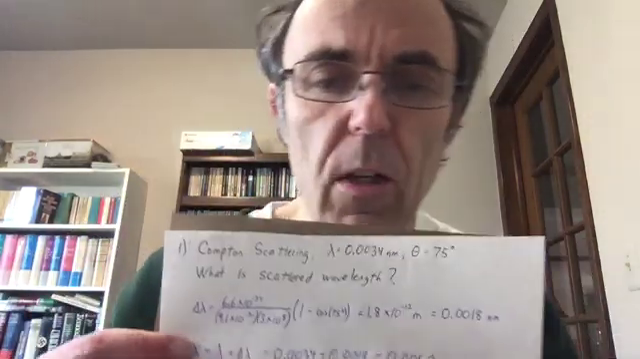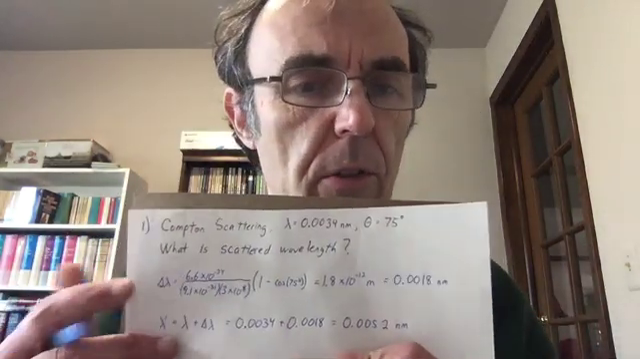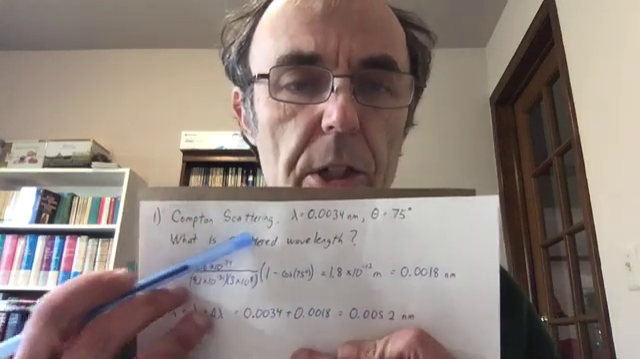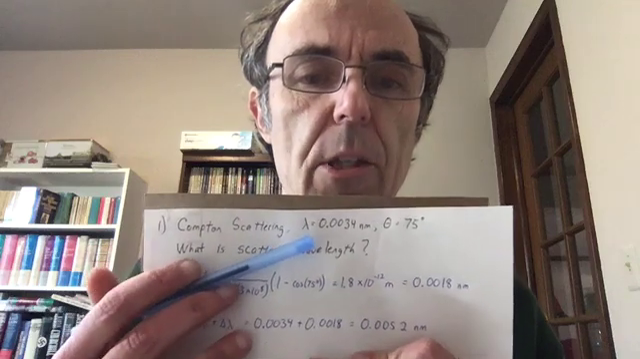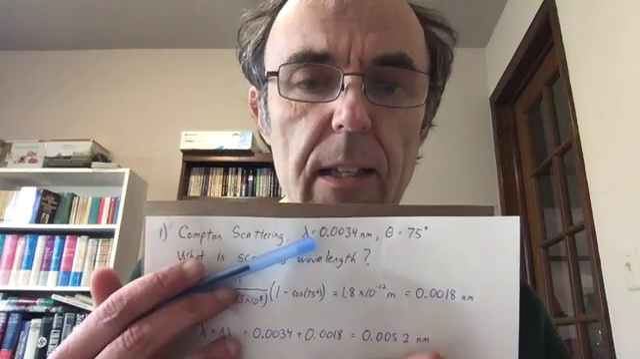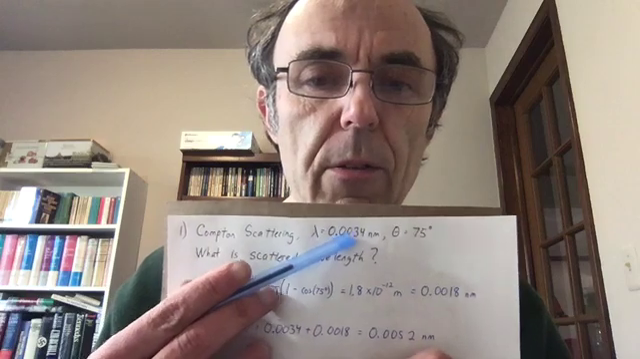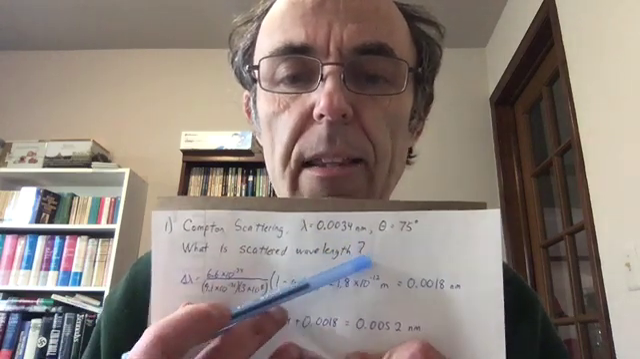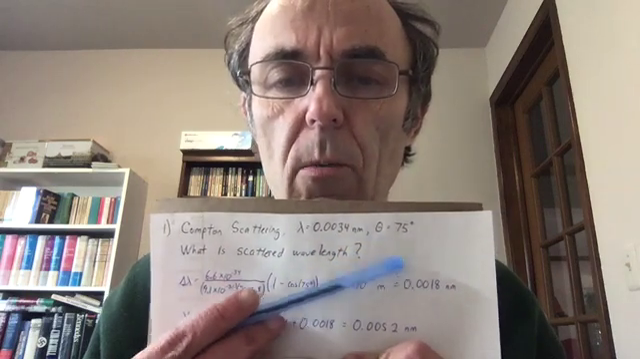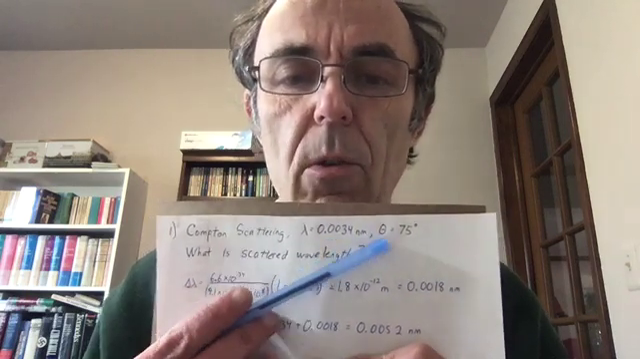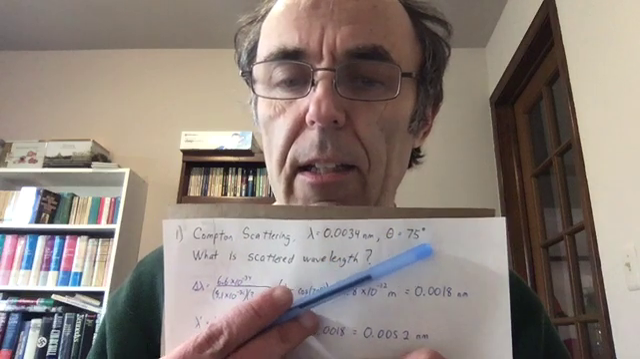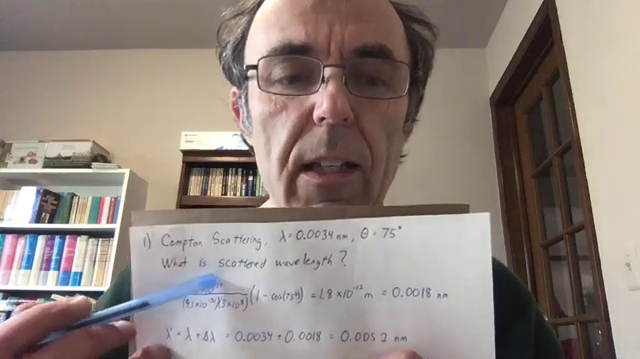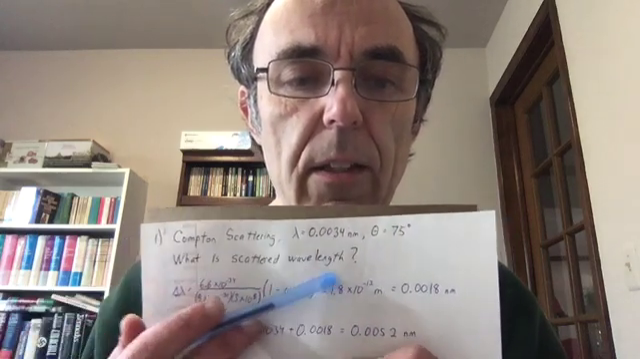Remember, the questions may be in a different order when you took the exam, but we'll go through them one by one in the order that I saw them. There's a question on Compton scattering, and it said that you send in an X-ray with a wavelength 0.0034 nanometers, and it hits a stationary electron, and then the electron recoils in one direction, and you have a scattered photon, a scattered X-ray in another direction, 75 degrees, and the question is, what is the scattered wavelength?